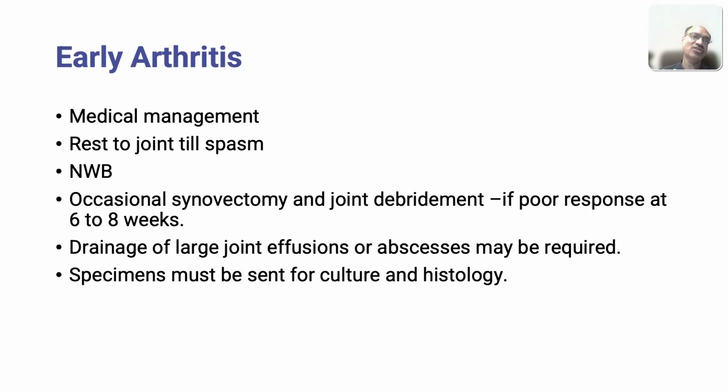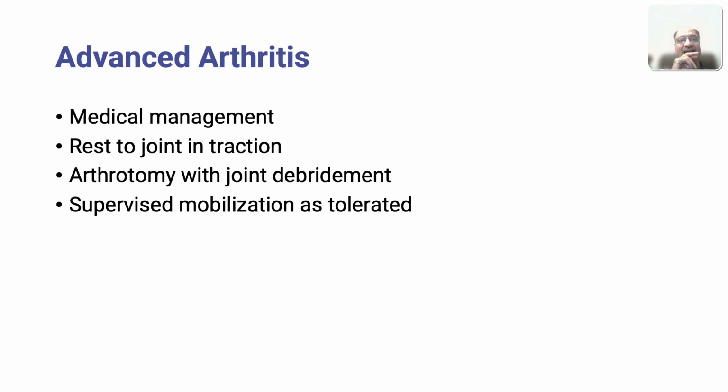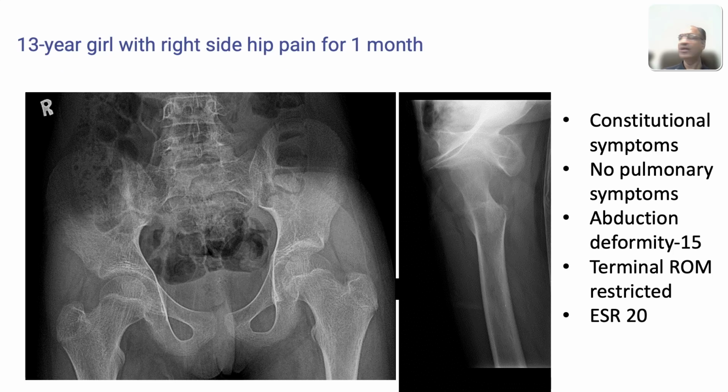Next slide. In case of early arthritis, again it is medical management, and very rarely do you need surgery. They always do culture and sensitivity to get the sensitive antibiotics. Next slide. That's late arthritis. You need to do some surgery because of the mechanical malalignment and mobilization. Next slide. So we'll show you some cases of the difference.